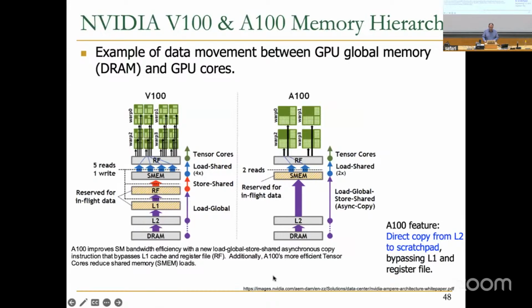People also have looked into many different ideas. This is also, again, for NVIDIA. In A100, which is the Ampere GPU, you have this feature that you can directly copy from L2 to your scratchpad memory, bypassing L1 and the register file. When you want to copy data from L2 to your shared memory, which is scratchpad memory, you don't need to go through the L1 and also the register file and then move data to your shared memory. You can directly copy that.